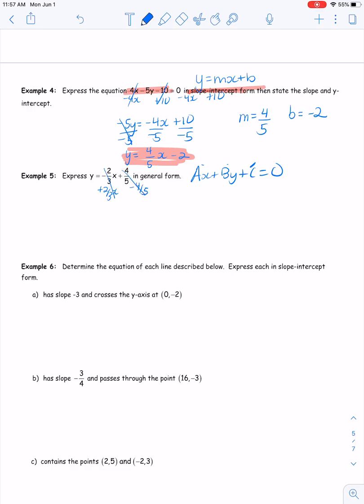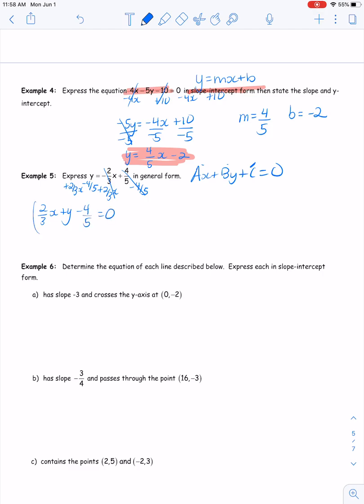Okay, so I'm doing the opposite operation. I'm moving everything to the left-hand side. So I'm going to add 2/3 x and subtract 4/5. Whatever I do to the right, I need to do to the left. So that's 2/3 x plus y, I'm going to sandwich y in the middle, minus 4/5 is equal to 0.